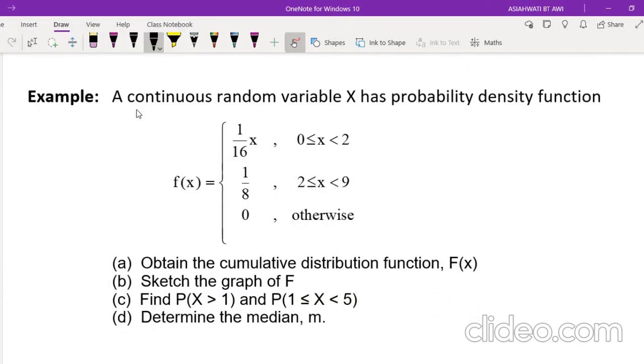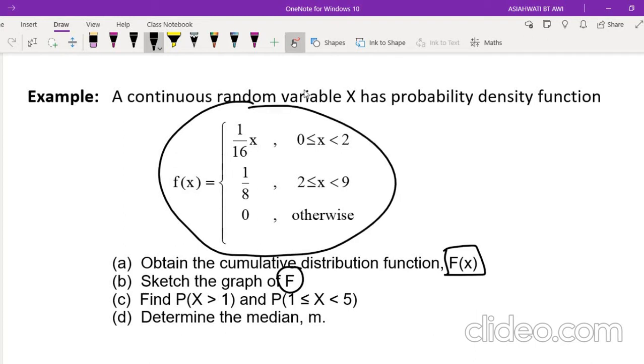Example: a continuous random variable X has a probability density function f of x, given by a piecewise function. Obtain the cumulative distribution function capital F of x, sketch the graph of F, find the probability X greater than 1, and find the probability X lies between 1 and 5. Determine the median M. To find the cumulative distribution function from the piecewise function, it is better for you to transfer to a number line.